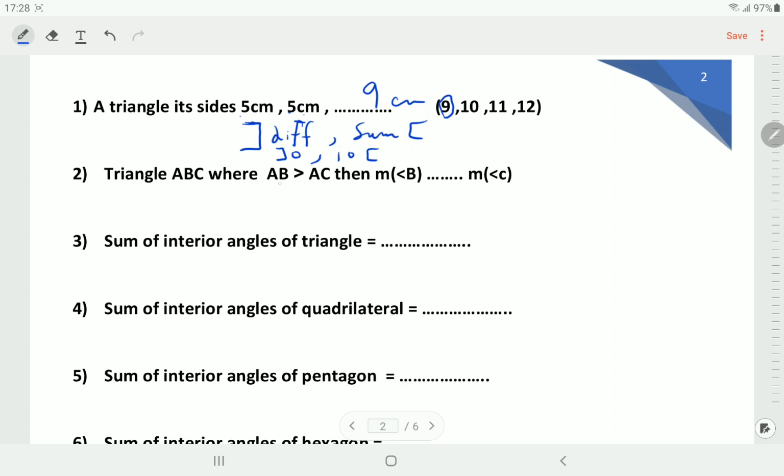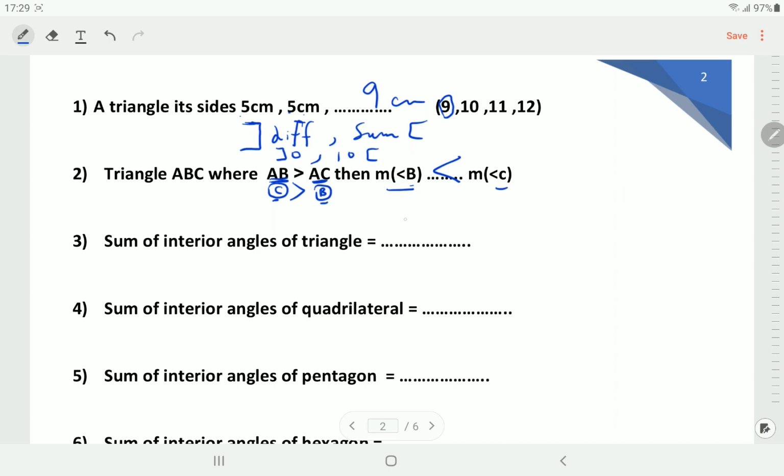Triangle ABC where AB is more than AC. Then what about the measure of angle B and the measure of angle C? What relation between them? Don't forget, when we see line segment AC, we can complete it with the third vertex. We have C, and we complete AC with the third vertex. We have B here. Then we can write the same inequality: angle C is more than angle B, but we have angle B less than angle C.